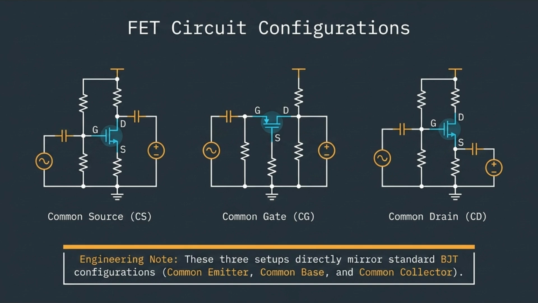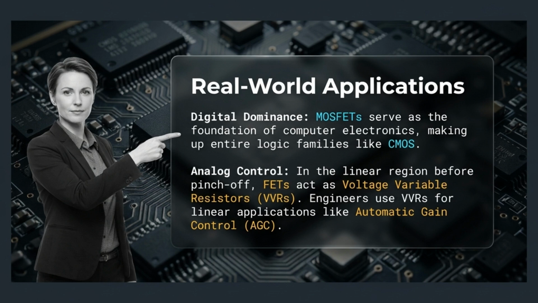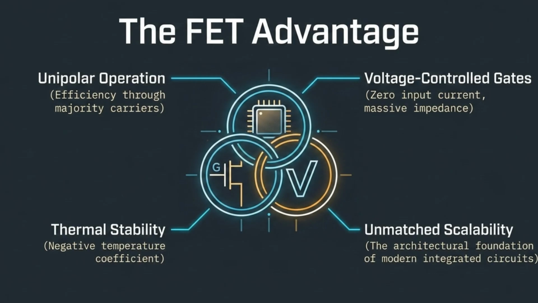These setups directly mirror the common emitter, common base, and common collector configurations of BJTs. In real-world applications, MOSFETs form the foundation of computer electronics, making up logic families like CMOS. FETs also act as voltage variable resistors in analog control applications, such as automatic gain control. The key advantages of FETs are unipolar operation, voltage-controlled gates with massive impedance, high thermal stability, and unmatched scalability, making them the architectural foundation of modern integrated circuits.